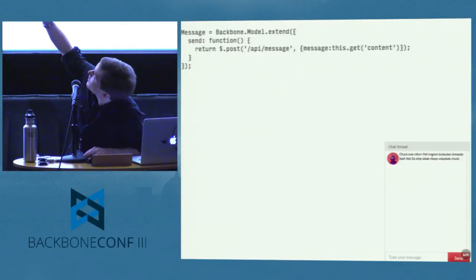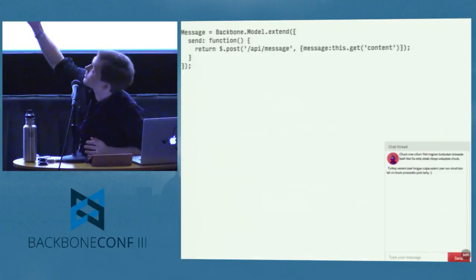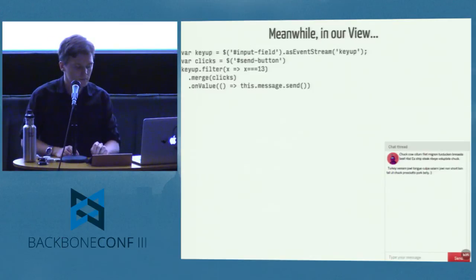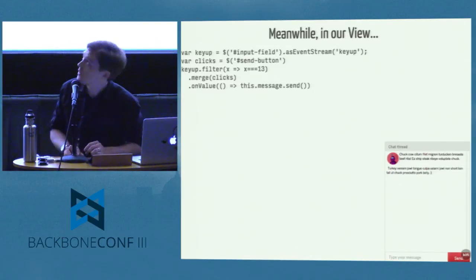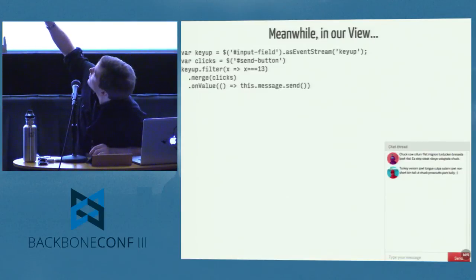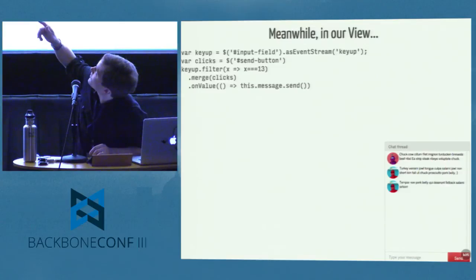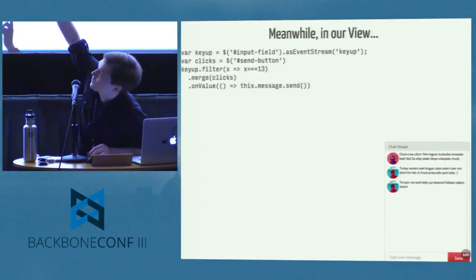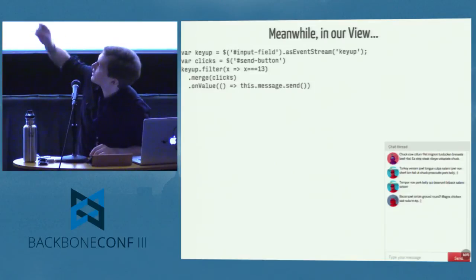I'm not using streams here. You probably want to listen for an error or something here, but this is just a simple post request. Then the view actually uses that merge functionality that I talked about to combine the enter key presses with the send button clicks. So we take the key up events and we filter based on 13, which is the enter key code, and you merge it with the click stream.